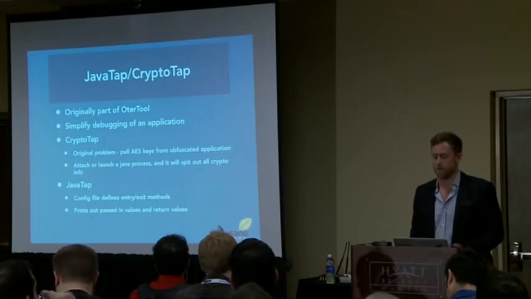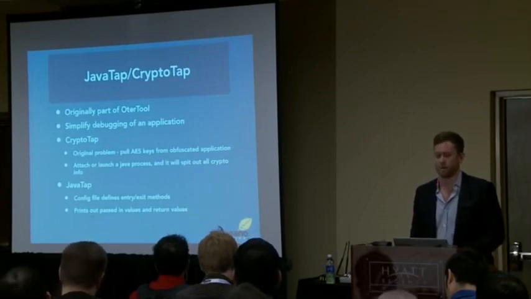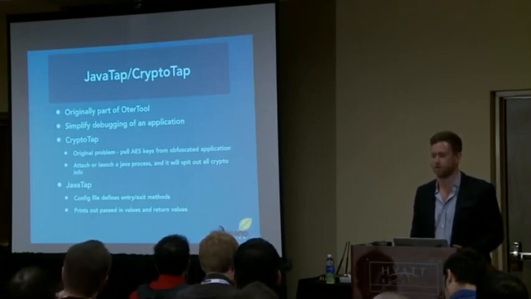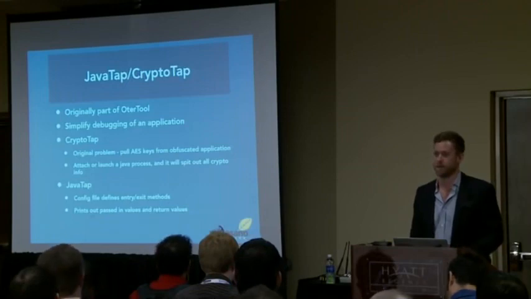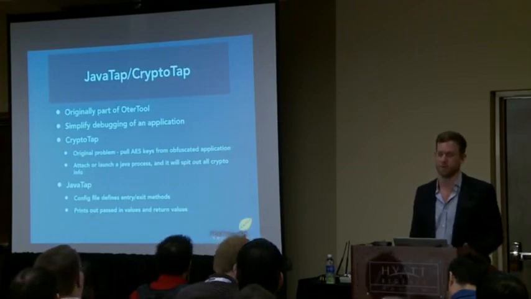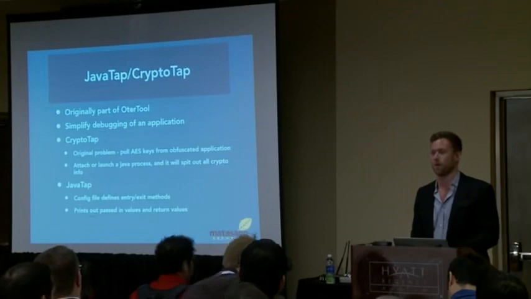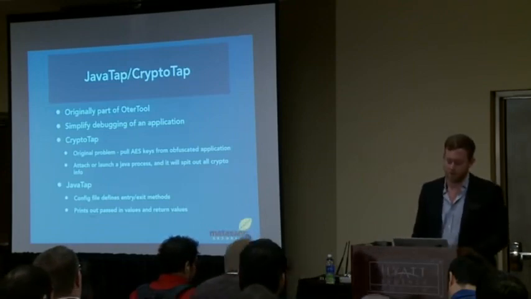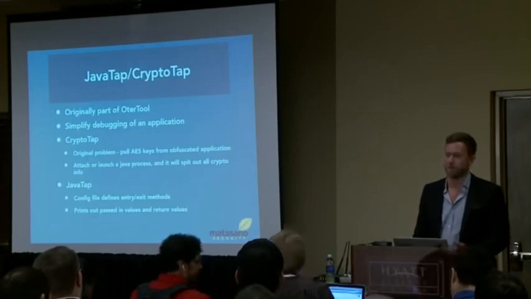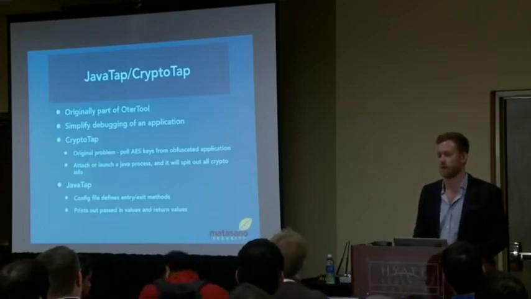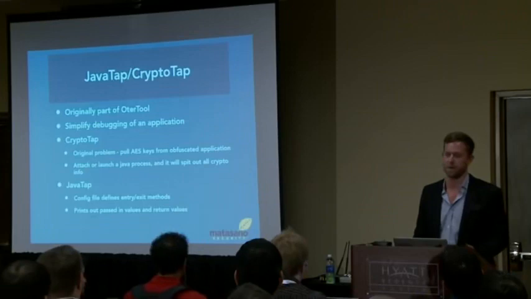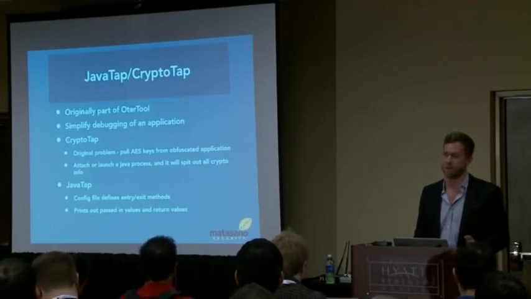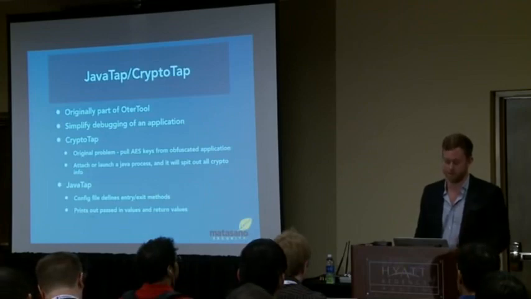CryptoTap just automates that and prints out any encryption-related information from a Java application, and allows you to attach to a remote process like we just did in Eclipse, or it allows you to launch an application just from the command line. JavaTap is kind of an abstract version of that. It allows you to just create a configuration file that says enter, exit, and what method you want to break on, and it just prints out the associated information.